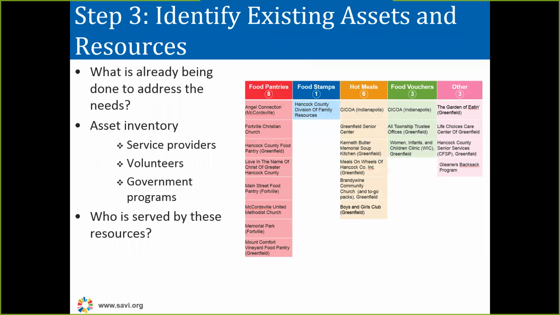So what we did here was an asset inventory. This actually comes from some work we did in Hancock County where we were looking at hunger-related issues. We wanted to identify programs that existed to help meet those hunger needs in Hancock County. So we identified a group of food pantries. There's a food stamp program there as well, and then there are also some hot meals and food voucher programs as well. And a lot of these asset data can be had from SAVI.